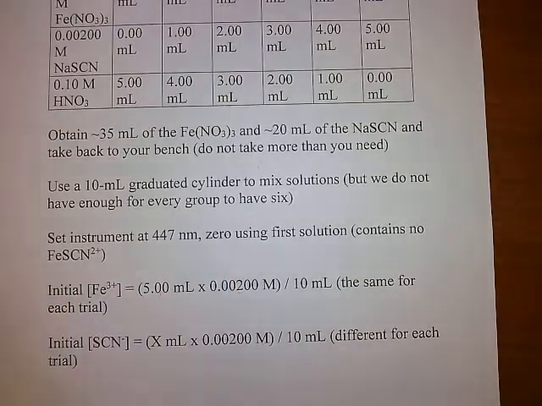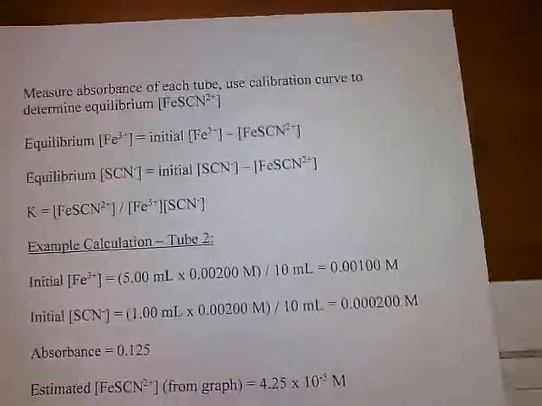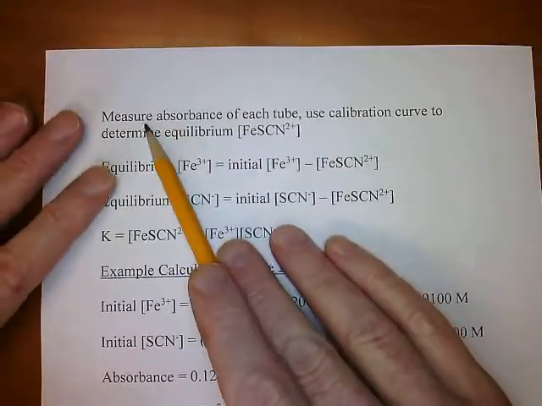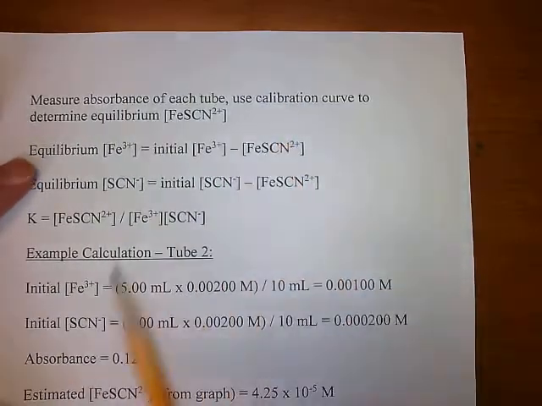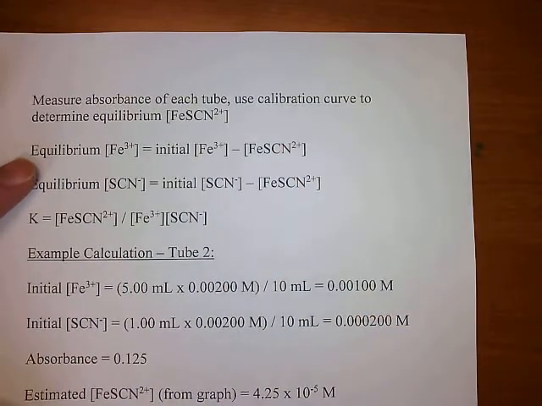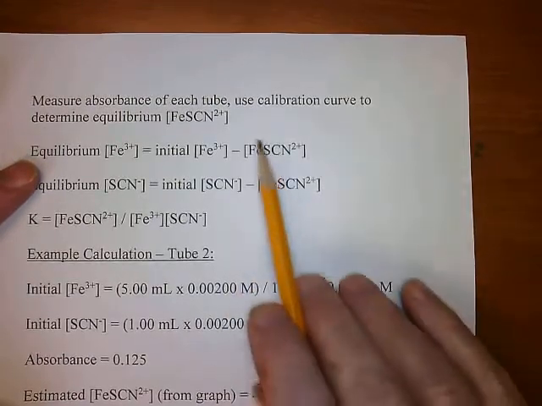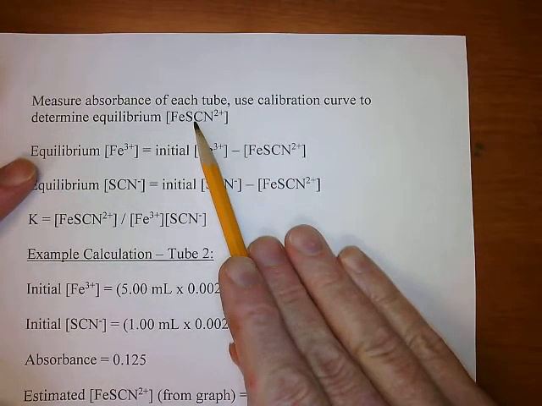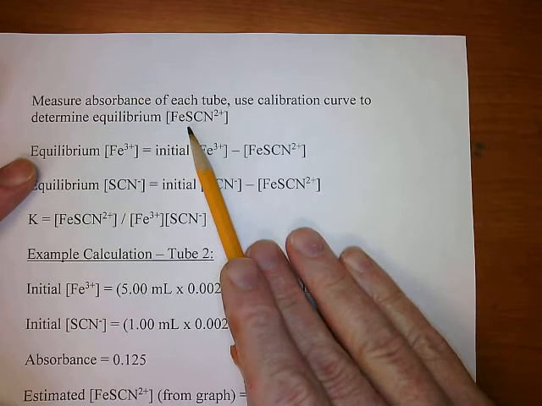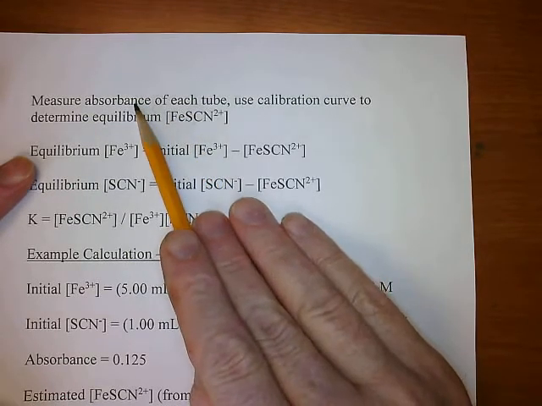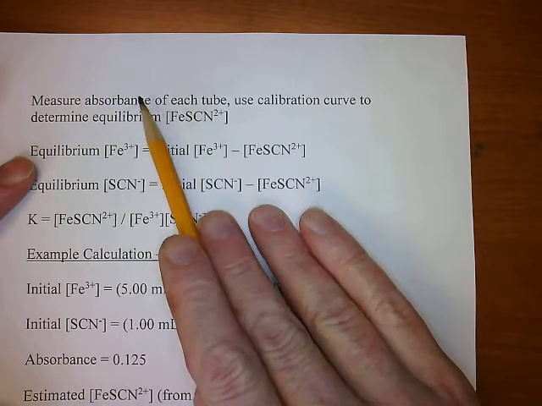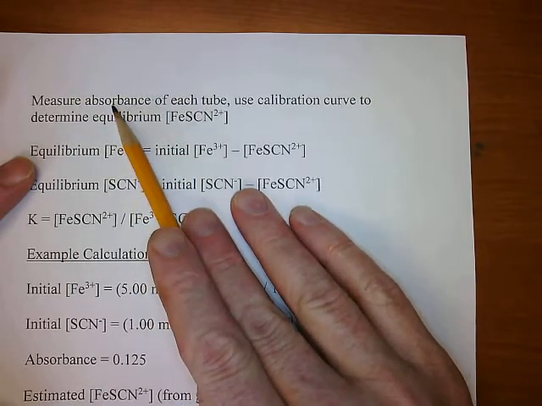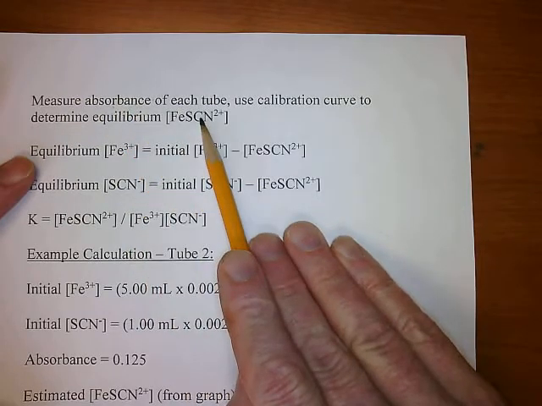And then, like I said, you'll go in and measure the absorbance of each tube. You'll use the calibration curve to determine the equilibrium concentration. In other words, that's the curve that you generated last week. So the curve that you made last week, going to measure the absorbance of the tube this week. Then you're going to consult your curve and say, all right, if you have this absorbance, what's the concentration?